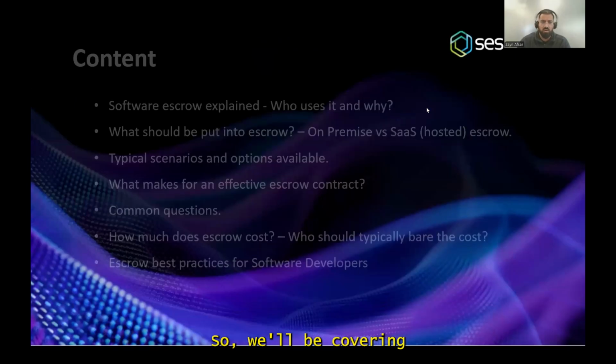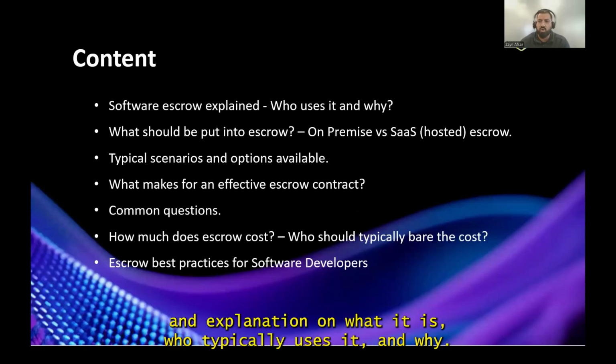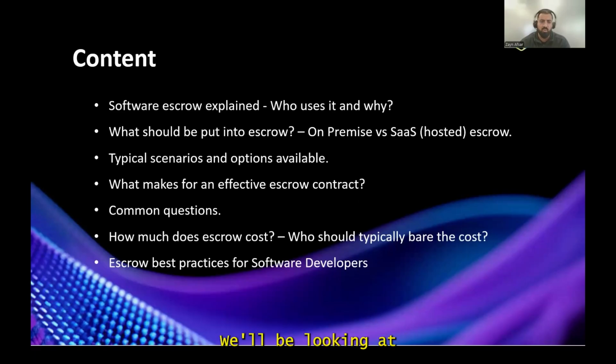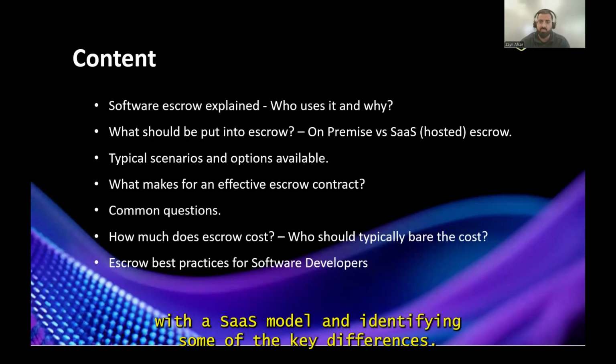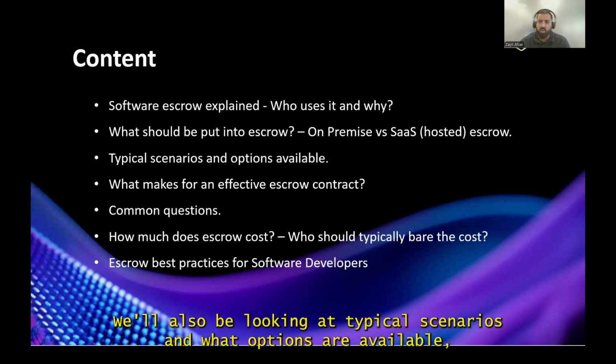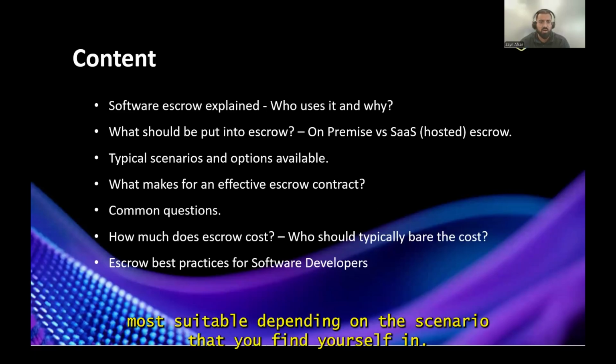So we'll be covering a number of different topics today, starting with Software Escrow, an explanation on what it is, who typically uses it, and why. We'll be looking at what should be put into escrow and comparing an on-premise model with a SaaS model and identifying some of the key differences. We'll also be looking at typical scenarios and what options are available and being able to identify which particular option would be most suitable depending on the scenario that you find yourself in.